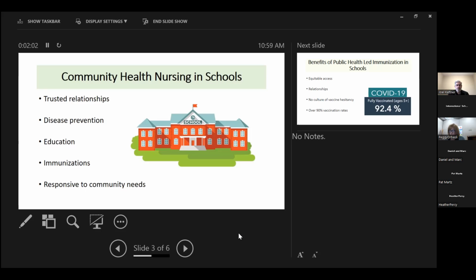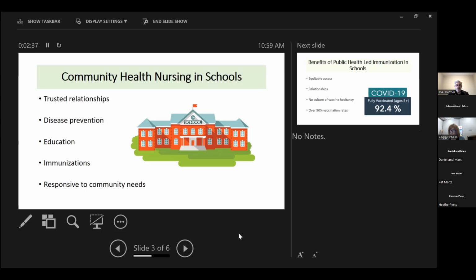So the supports that are provided by our community health nurses or public health nurses within the schools are listed on the slide that you can see. They support school communities in disease prevention and management. So it could be hand washing lessons, head lice, scabies, for example. They provide education to school staff and to families. They promote healthy eating, healthy behaviors, healthy lifestyle choices. They provide immunizations according to the provincial immunization schedule, and they can refer families to other service providers if necessary.